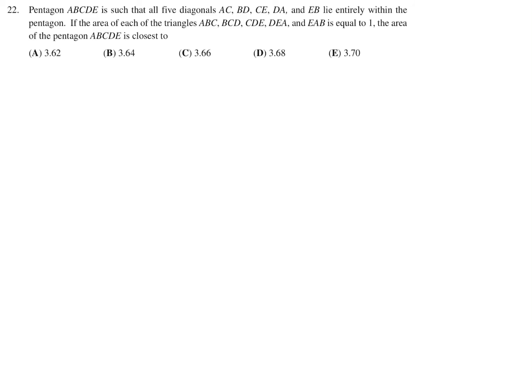Pentagon ABCDE is such that all 5 diagonals AC, BD, CE, DA, and EB lie entirely within the pentagon. If the area of each of these triangles, ABC, BCD, CDE, DEA, and EAB is equal to 1, the area of the entire pentagon is closest to. Okay, so we definitely need a diagram.